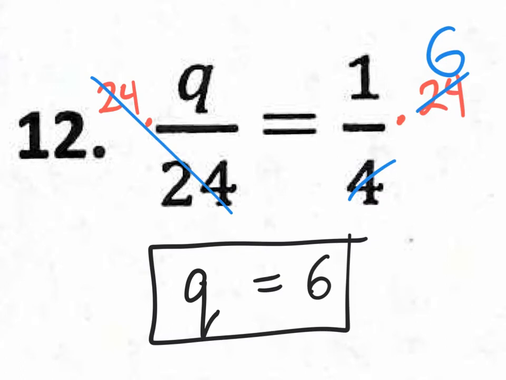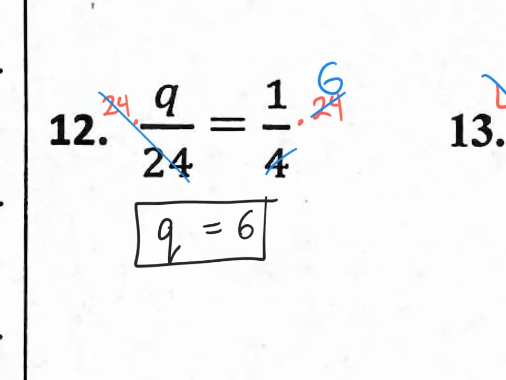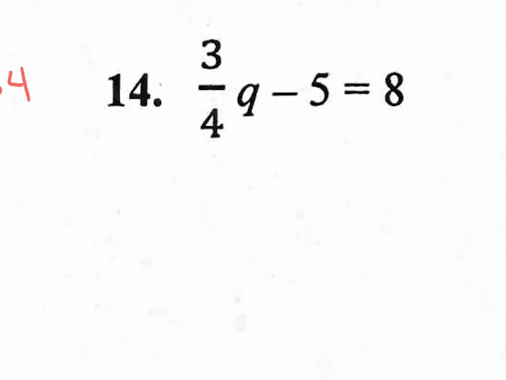So in other words, could you change 4 to become 24? Yeah, by multiplying by 6. But could you change 24 to become 4? No, because 24 times 1 is 24, it's bigger than 4. So least common denominator, it's really the number that you could change all your denominators to. Moving on to number 14.